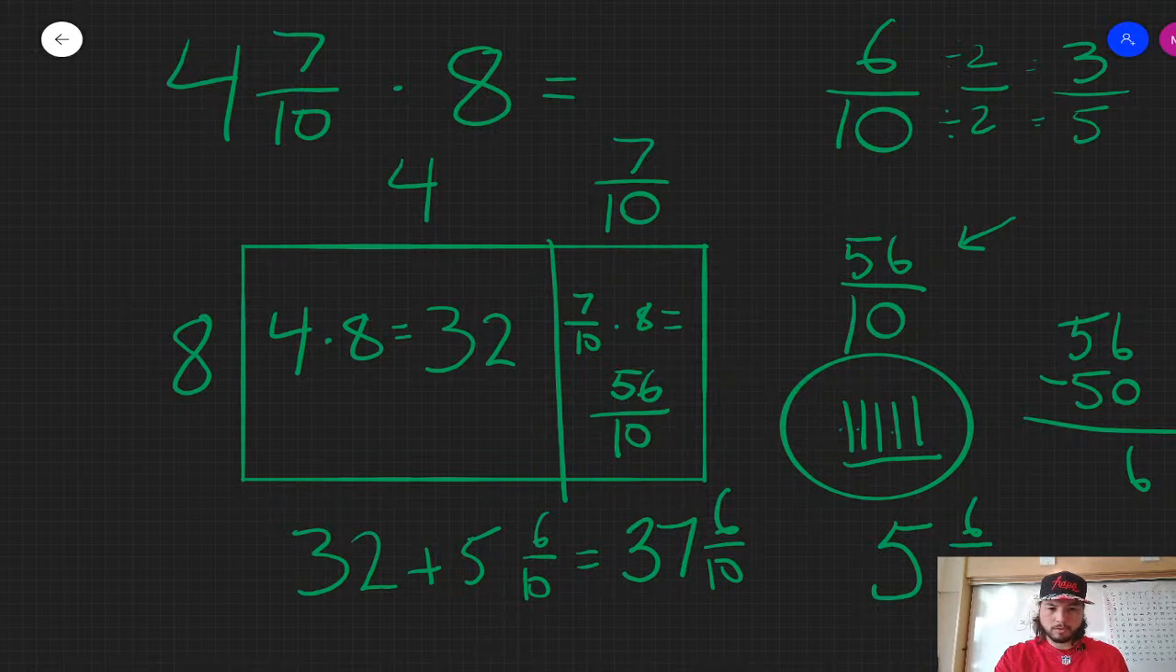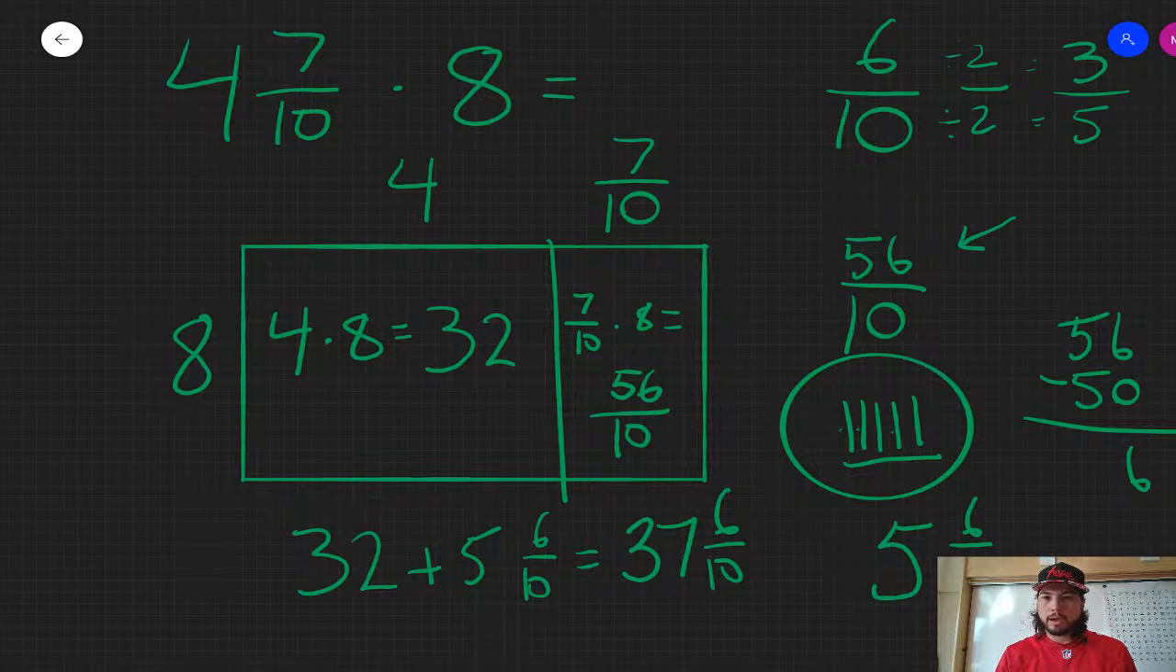Okay? Let me check the chat, see how we're doing here. Yep, we've got divide both the top and the bottom number, both the numerator and the denominator, by 2. Exactly, to get us a final answer of 37 and 3/5.